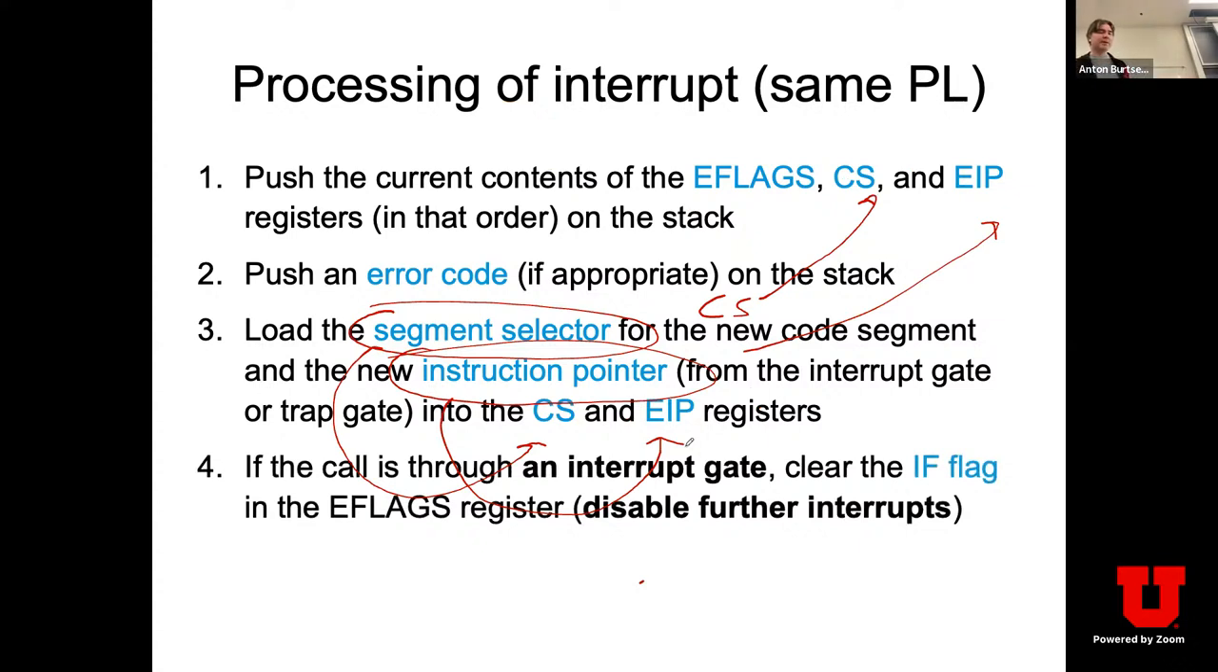As I say, if the call goes through you can configure whether further interrupts will be disabled. And that's why the hardware clears the interrupt flag in the eflags register. That's why we save the old one. And we say the new interrupt eflags will not enable further interrupts.